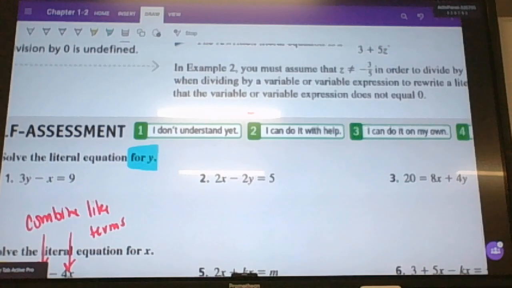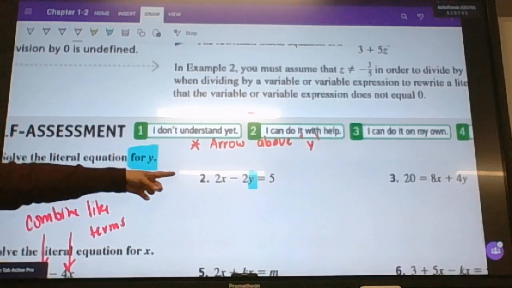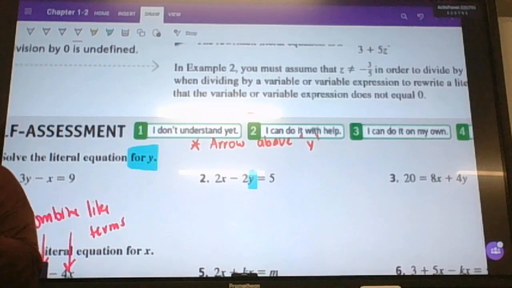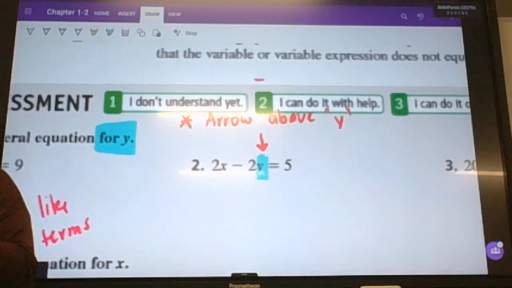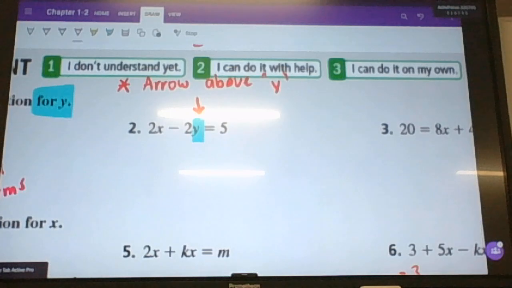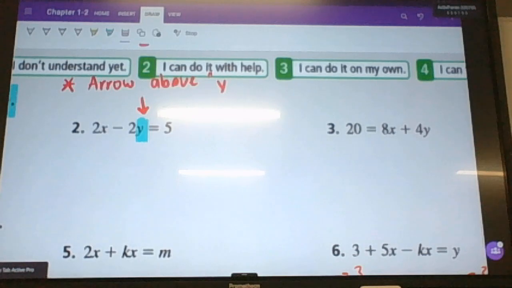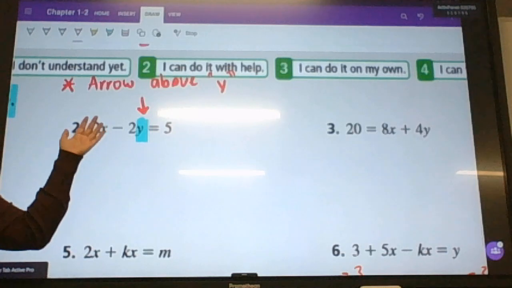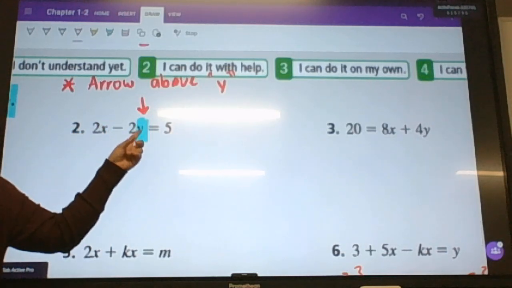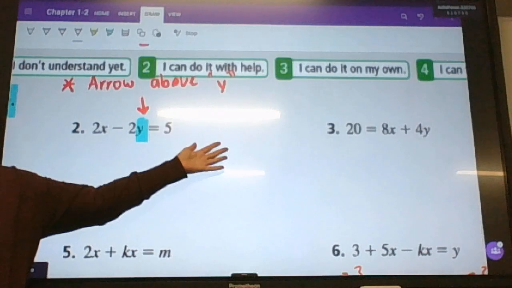All right. For number 2, we have to get y alone. So you have to find the letter. I want everyone right now to put an arrow above y. We're on number 2. Draw an arrow above y. I'm going to leave y here, and I'm going to move everything away from it. It gets put in a corner. It's going to get isolated. Everything's got to go away.